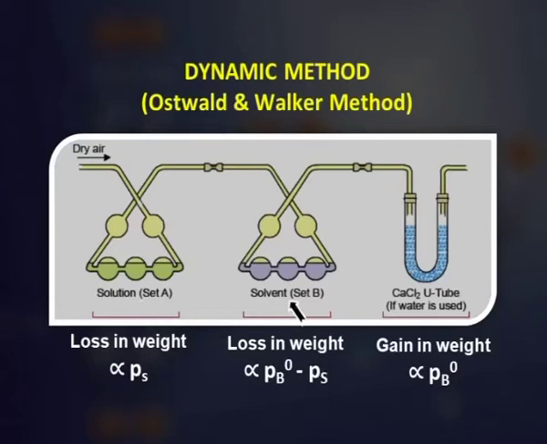The air takes up an amount of vapors proportional to the vapor pressure of the solution first, and then it takes up more vapors from the solvent, which is proportional to the difference in the vapor pressure of the solvent and the vapor pressure of the solution, that is P naught B minus Ps. The two sets of the bulbs are weighed again. The guard tubes are also weighed.